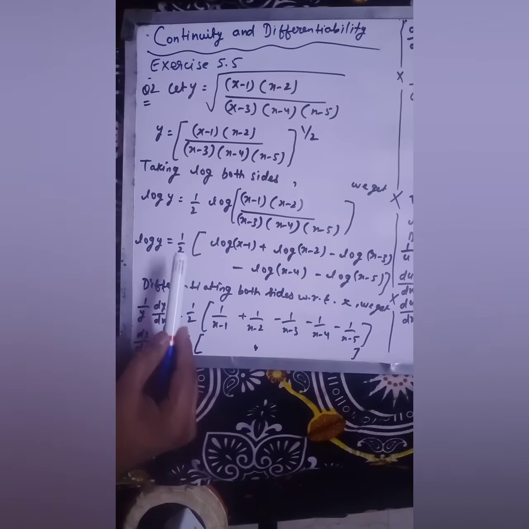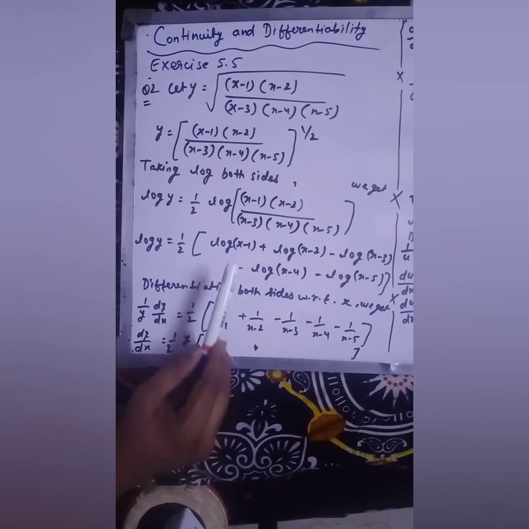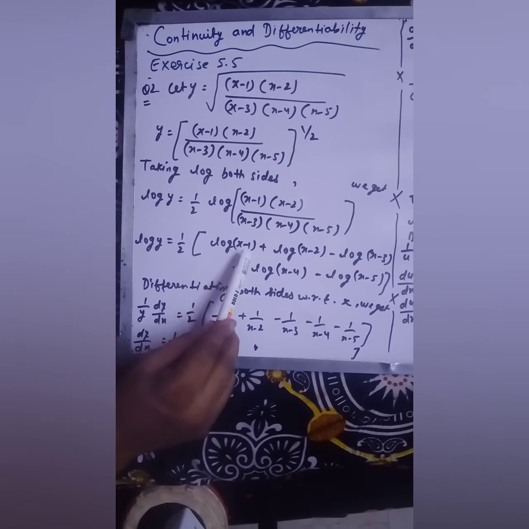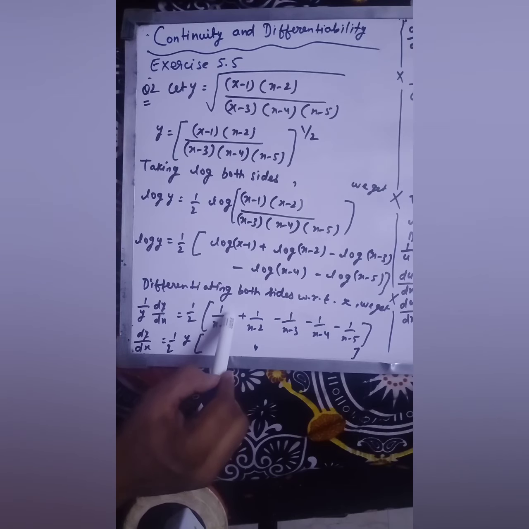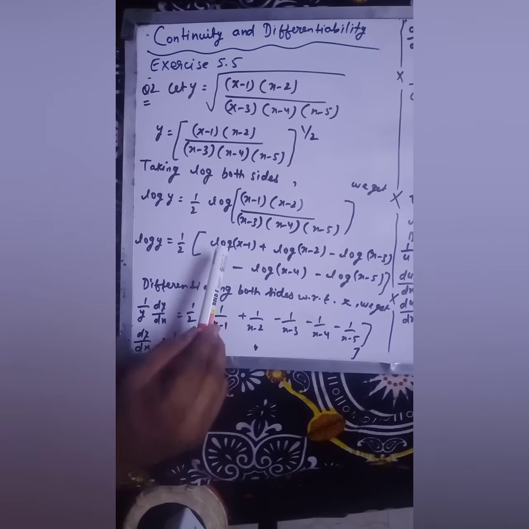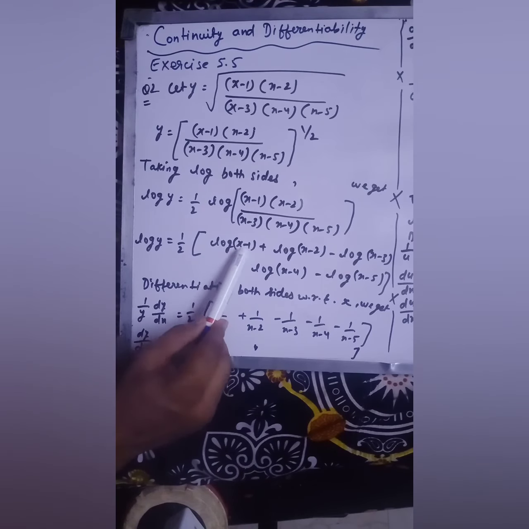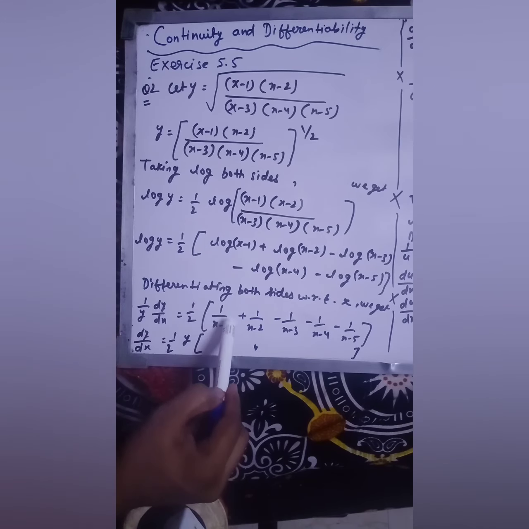Yes, that is equal to half, and half will remain the same, and log (x-1). So the derivative of log (x-1) will be 1 upon (x-1), and then the derivative of (x-1) will be 1. So I am not showing it. Then you have to find the derivative of this (x-1) only, that would be 1. So I am not showing it here.